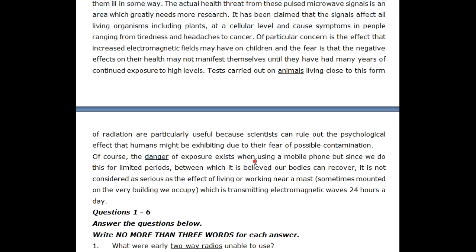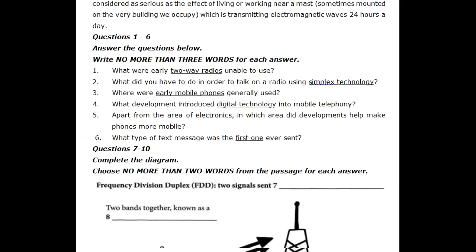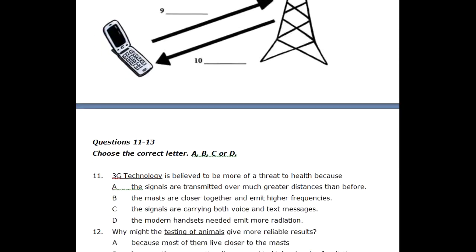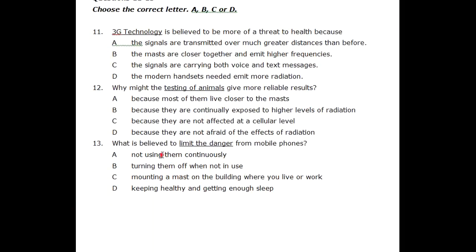Danger of exposure exists when using a mobile phone, but since we do this for limited period, between which it is believed our bodies can recover, it's not considered as serious. So because we're using it for limited period, there must be something like this in your answer. Let me go back to find out where they're talking about limited period. So what is believed to limit the danger? Not using them continuously. Yes, that is the answer. So we're using it for a limited period, so not using them continuously. So answer is A.